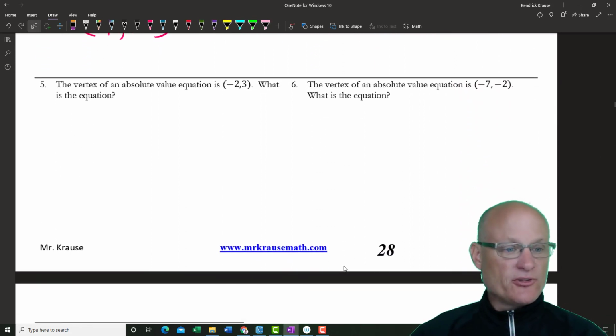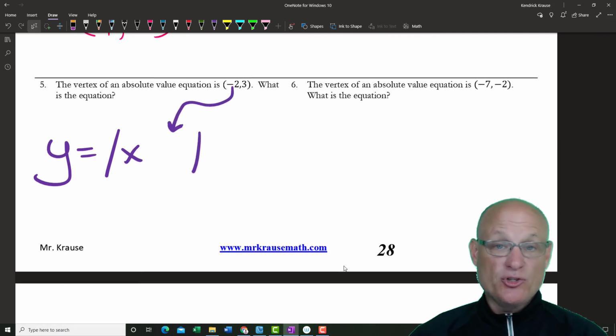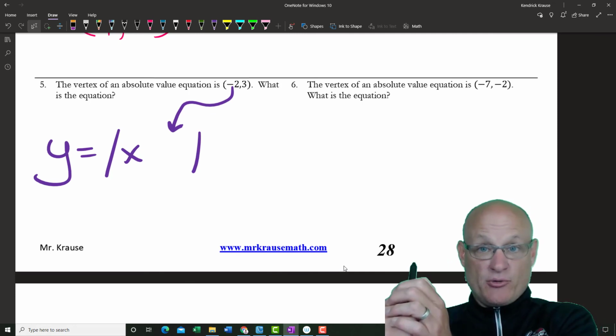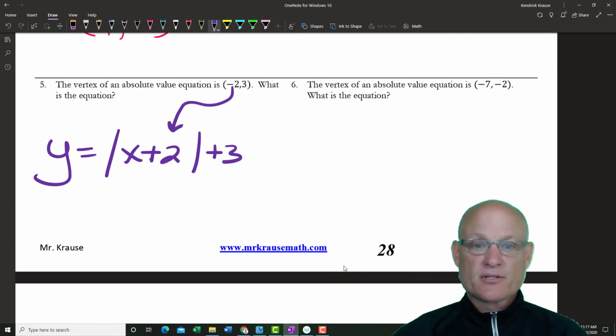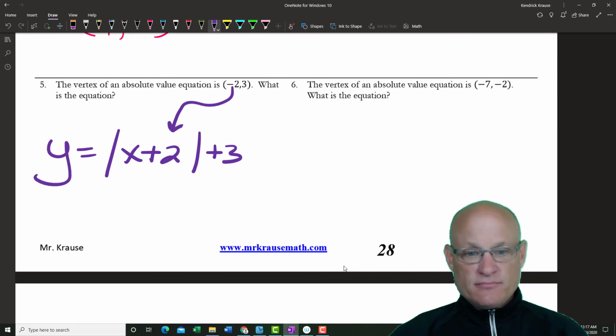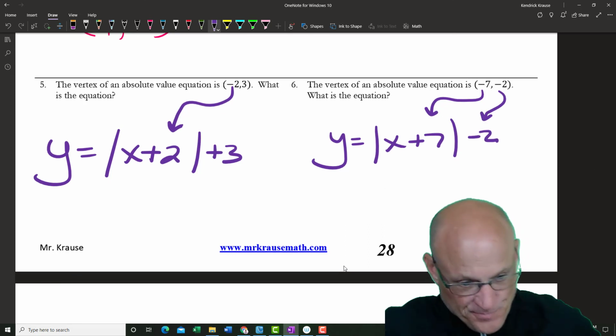Write an absolute value function. So we're going to y equals absolute value of x. Now we moved left 2. So we were here, we moved left 2. In order to move left 2, we have to add on the inside. We also moved up 3, so we're going to do plus 3. And y equals absolute value x. We moved left 7, so plus 7, and down 2, -2. That's all there is to that.